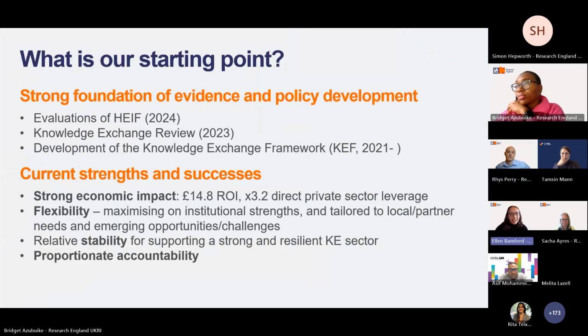Brilliant. Thank you so much, Reese. So we thought it helpful, before we move into the meat of the session and talking about the changes to the accountability approach, to talk through what some of the surrounding context is for the wider review of HEIF that we've launched in the last couple of weeks, and what some of the drivers are for these changes that we want to make.